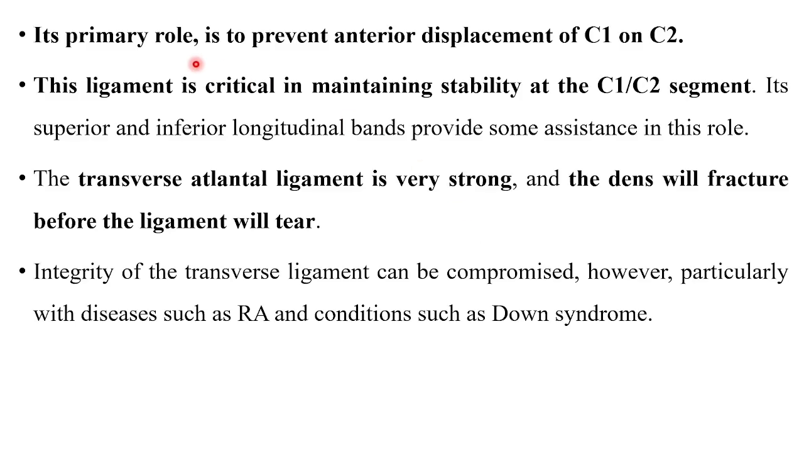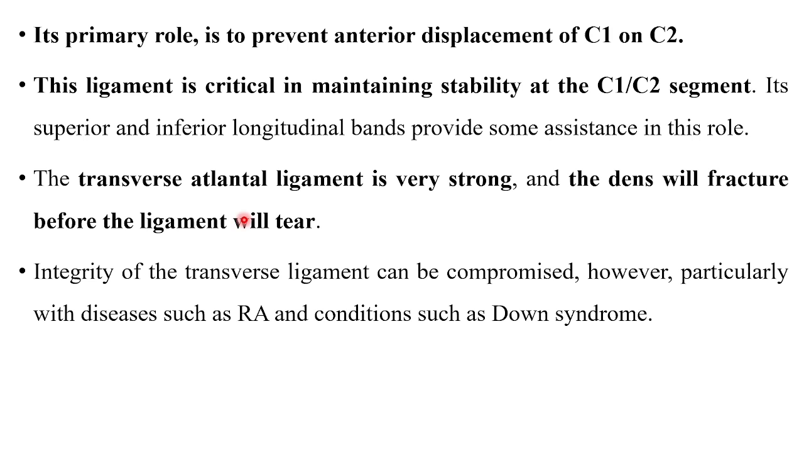Its primary role is to prevent the anterior displacement of C1 on C2. It prevents the anterior displacement of atlas on the axis. This ligament is critical in maintaining the stability at the C1-C2 segments. Its superior and inferior longitudinal bands provide some assistance in this role.